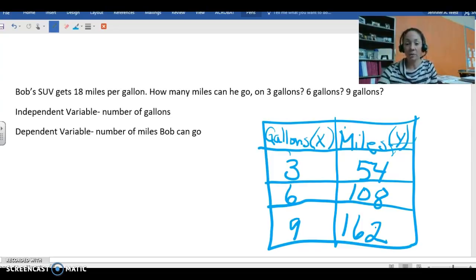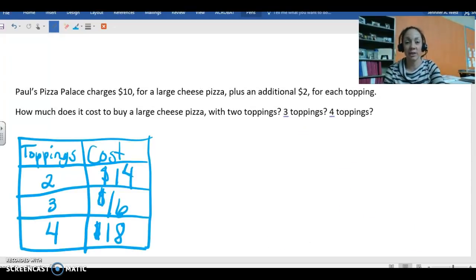So how did we figure out the Y values over here on the right side of our table? All we did was multiply the X value by 18 and we were able to figure out how many miles Bob could go. Okay, here's our final example to do together, and then you will be expected to complete the rest of the practice tables in your guided notes to bring to class with you. So, Paul's Pizza Palace charges $10 for a large cheese pizza, plus an additional $2 for each topping. How much does it cost to buy a large cheese pizza that has 2 toppings, 3 toppings, or 4 toppings?